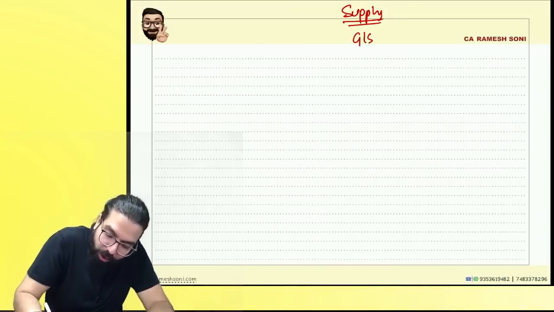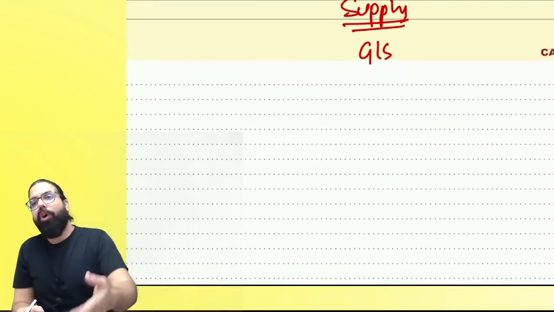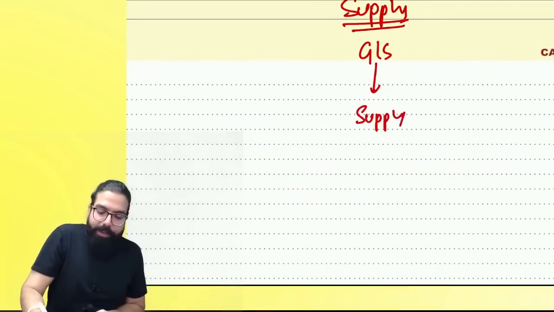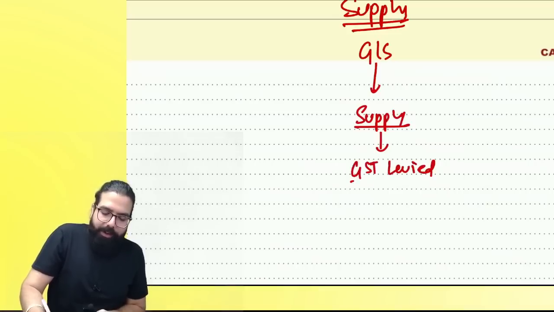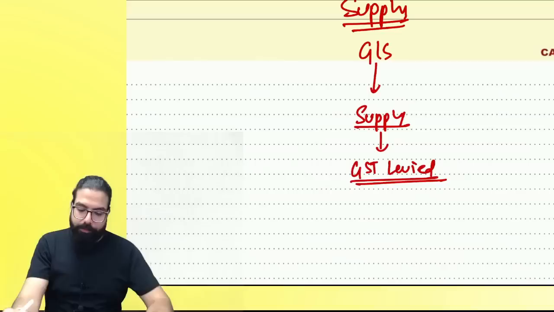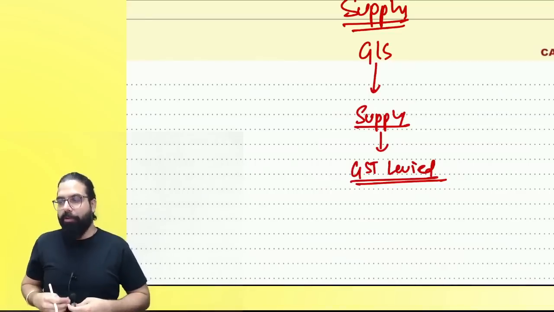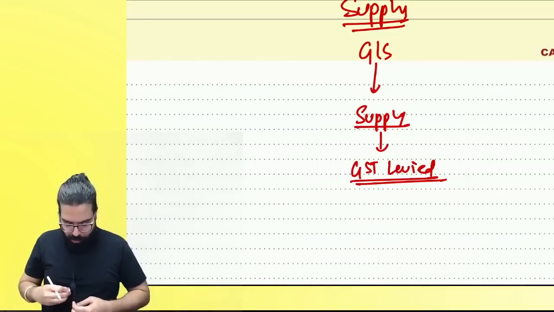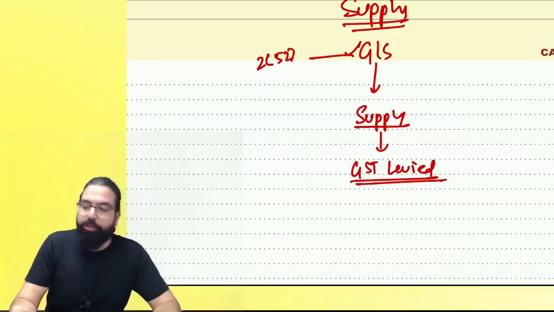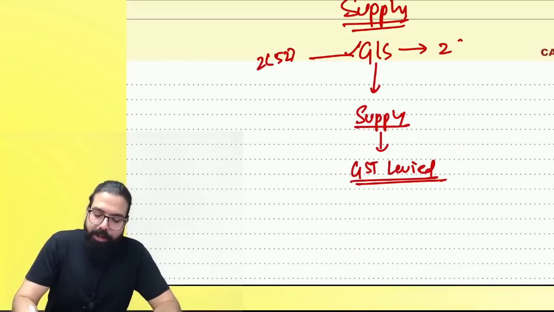Whenever goods or service is supplied, GST is being levied. So let's go ahead and learn about goods or service. Goods is being defined in Section 2(52). Supply of services has been defined in 2(10). So let's go ahead and learn.